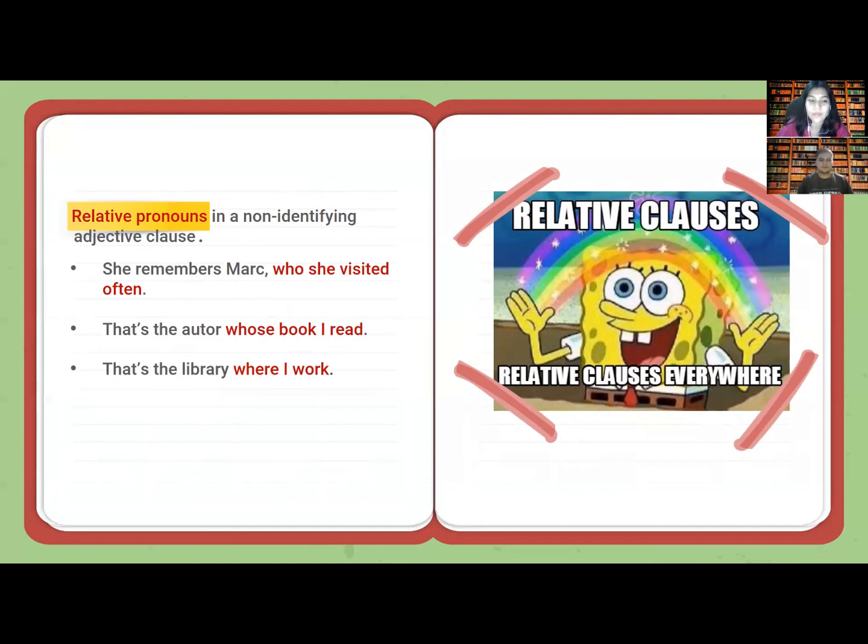Okay, we have relative pronouns in a non-identifying clause. She remembers Mark, who she visits often. That's the author whose book I read, and that's the library where I work. We identify, for example, places, possessives, and persons. Next, please.